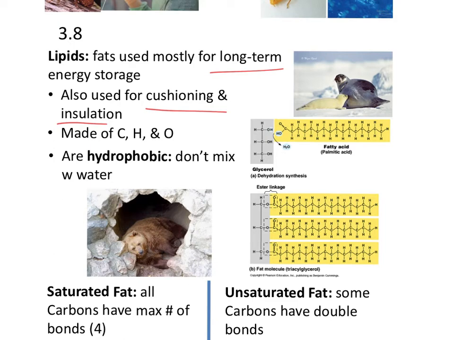Like carbohydrates, lipids are made of the same three elements: carbon, hydrogen, and oxygen. They are also hydrophobic, meaning that they don't mix with water. You have seen oil mixed with water, like when you're baking or when there's an oil spill, and always in the water, the oil accumulates on the top. They don't mix. So that's a very important property of lipids. They're hydrophobic, meaning they don't mix with water.